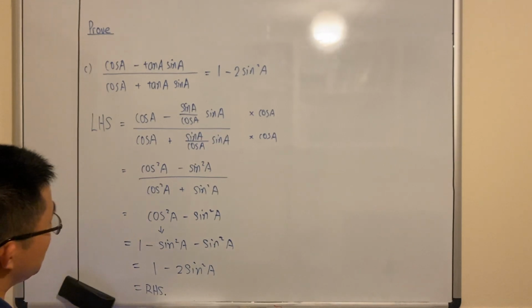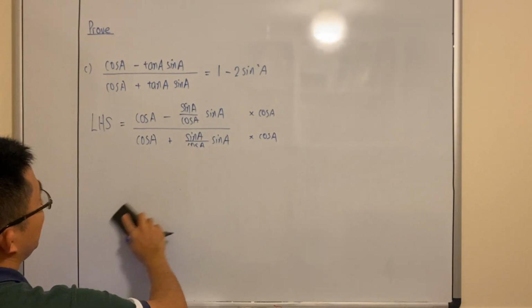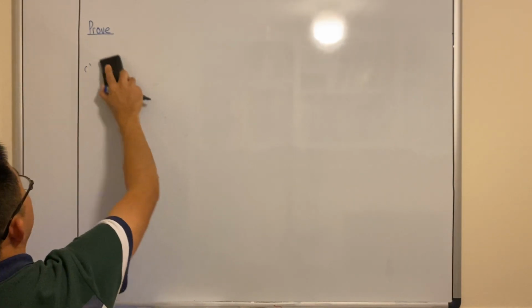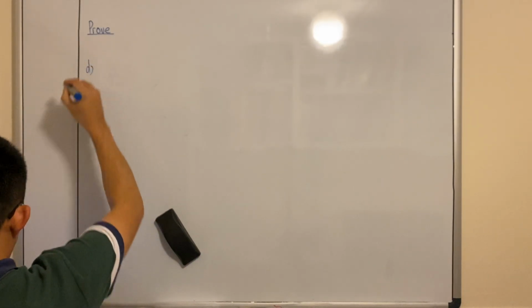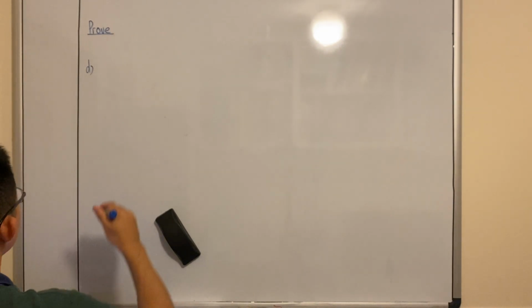All right, let's do another one. We're probably going to try maybe 5 questions. That should give you enough idea about how to do the trig identity questions today. All right, let's try question D. Let's see the question. All right, that looks pretty good.